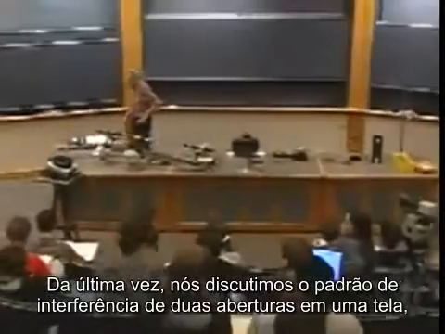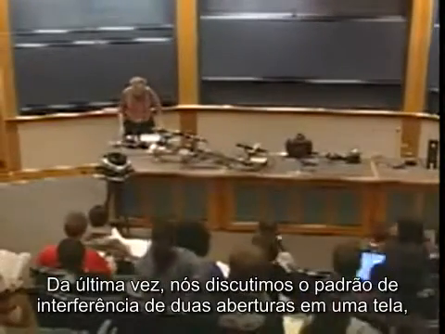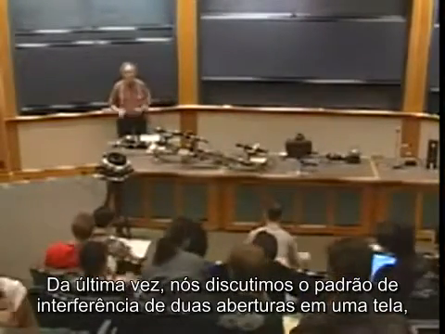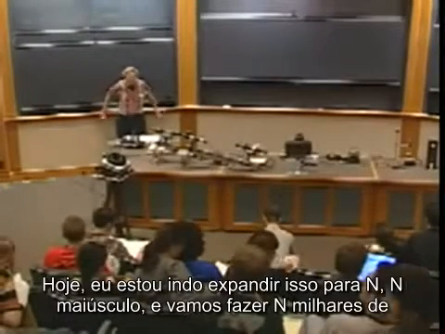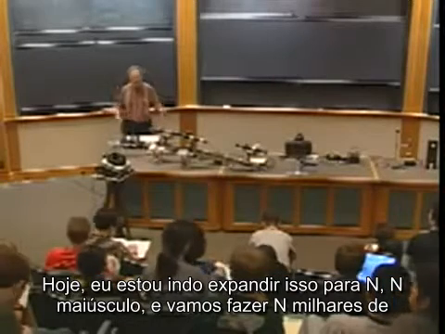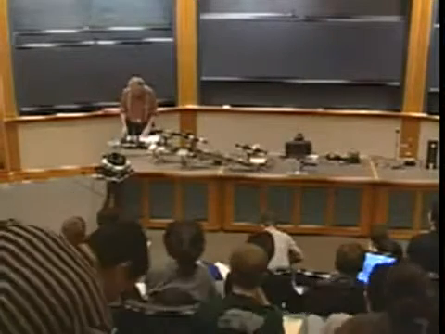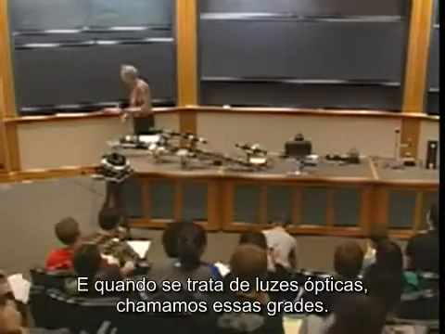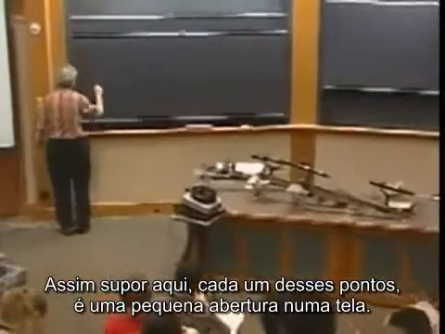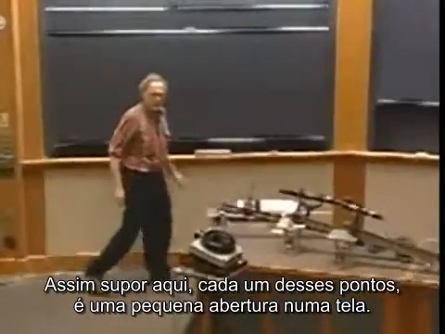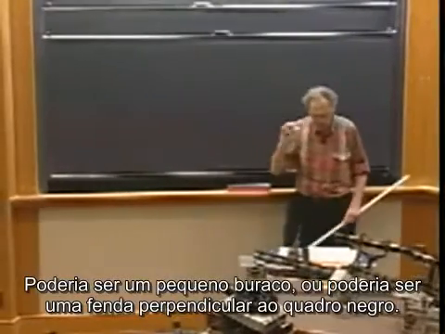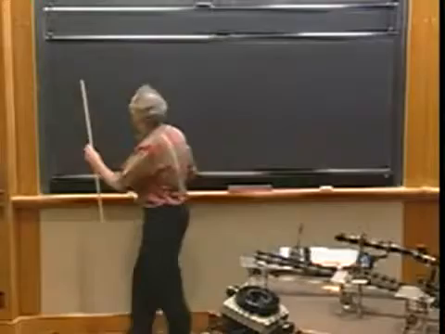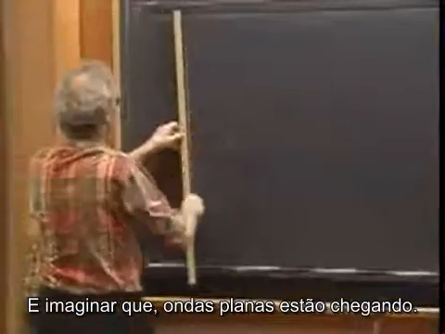Last time we discussed the interference pattern of two openings in the screen, which establish the wave character of light. Today I'm going to expand that to capital N, thousands of openings in a screen. And when it comes to optical light, we call those gratings. So suppose here, each one of those dots is a small opening in a screen. It could be a small hole, or it could be a slit perpendicular to the blackboard. And imagine that plane waves are coming in.